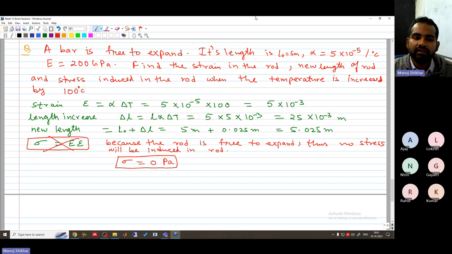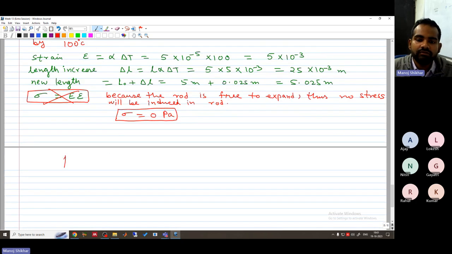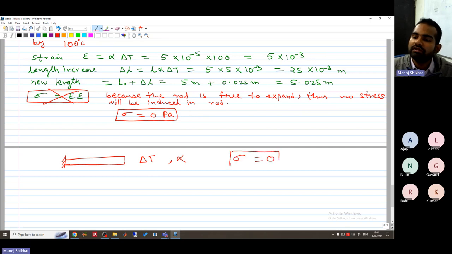Okay. Suppose they tell you that the rod is fixed in one direction and it is free in the other direction, and we are giving some delta T, and they give you an alpha. In this case also the sigma will be 0 because the rod is free to expand in one direction. So still the rod can freely expand, in the direction where there is no constraint. So here also sigma will be 0. This type of question looks very trivial, but they are asked in GATE or ESE exams regularly.